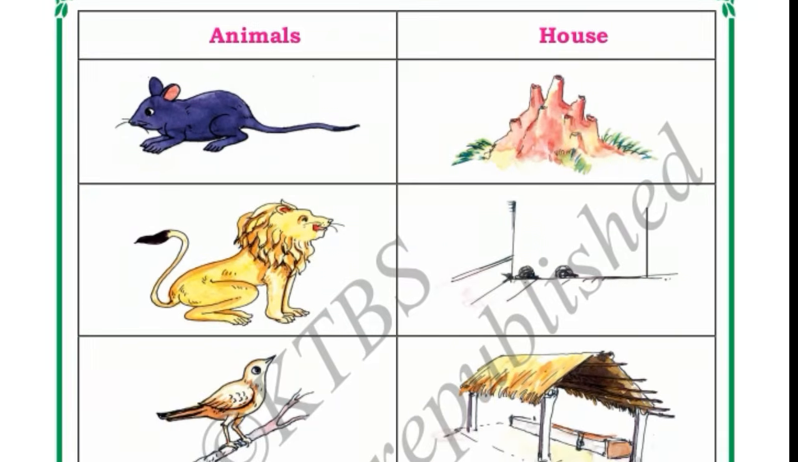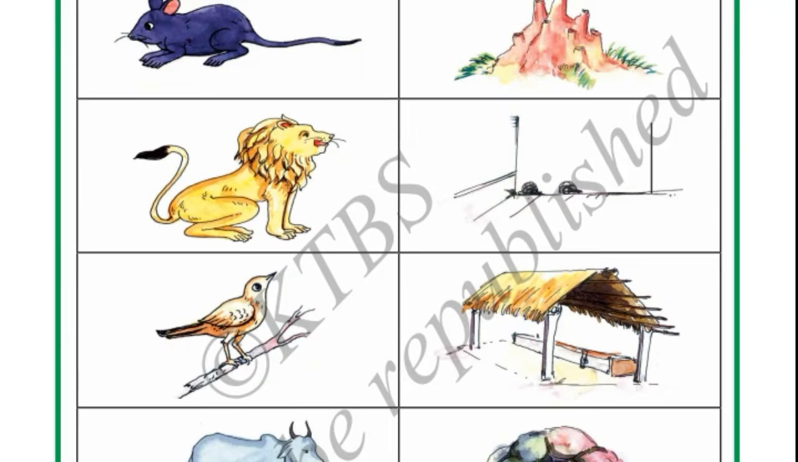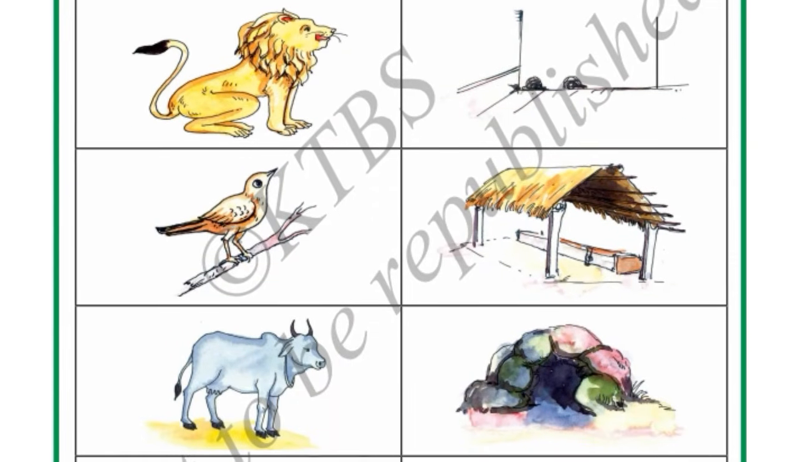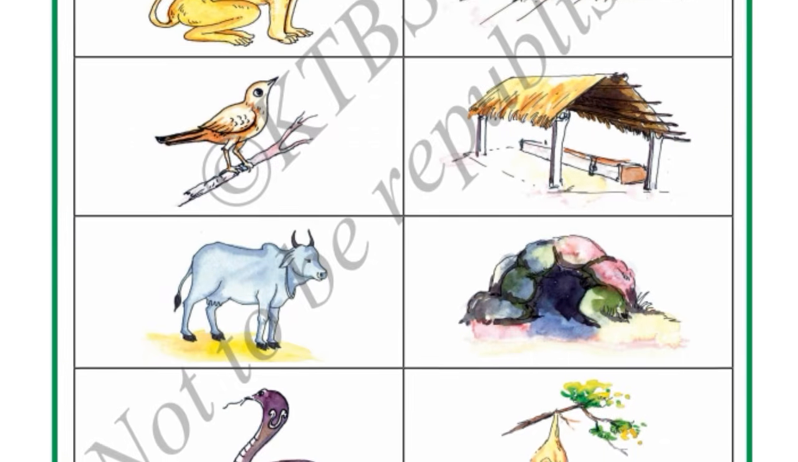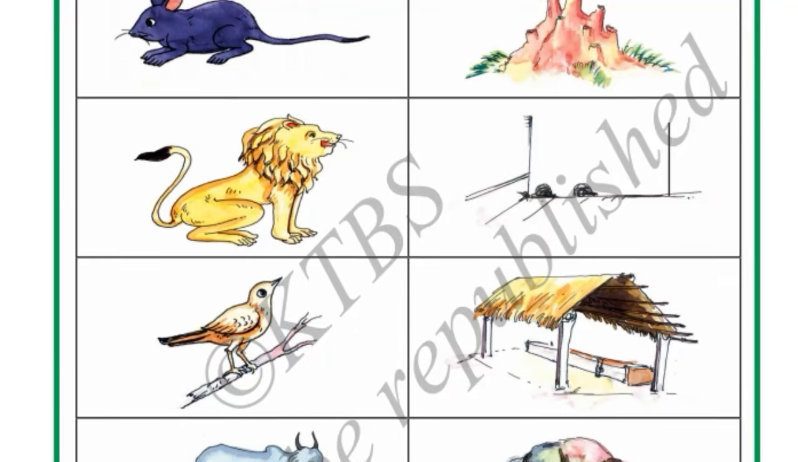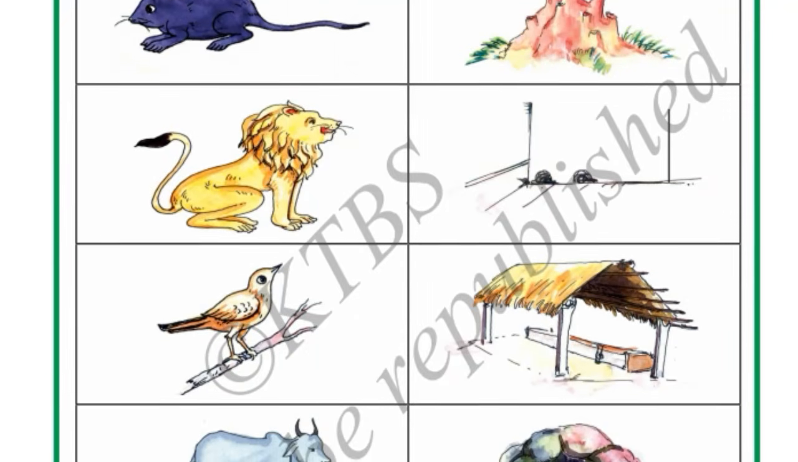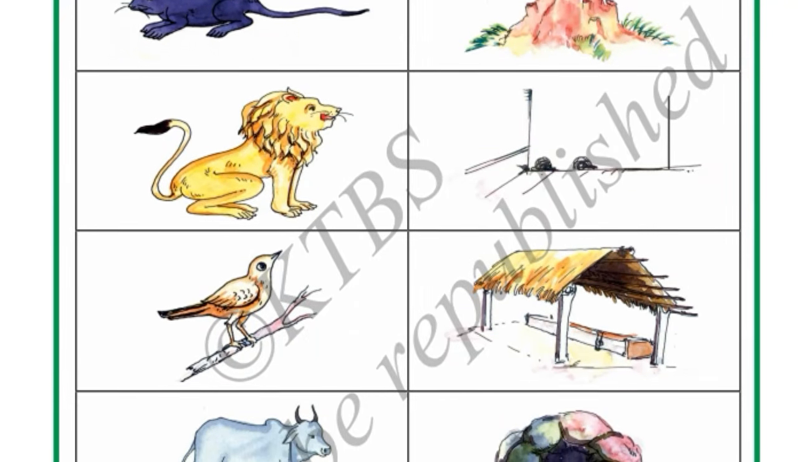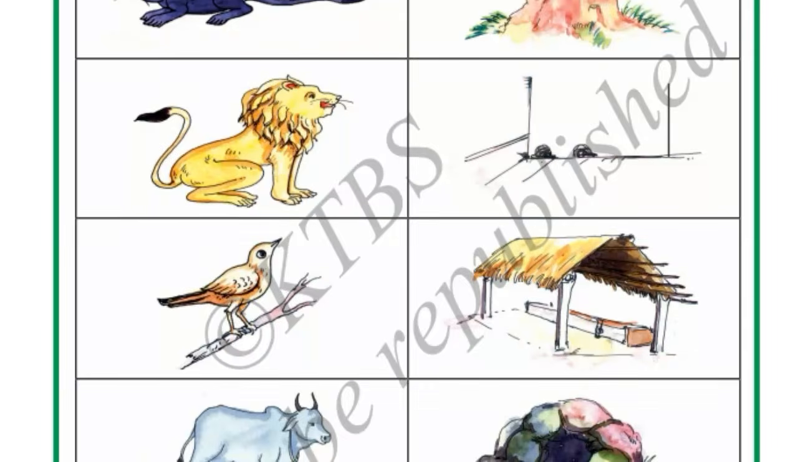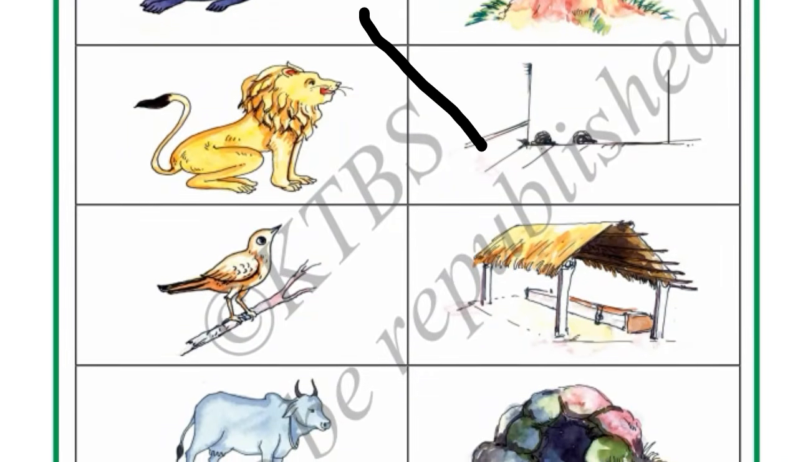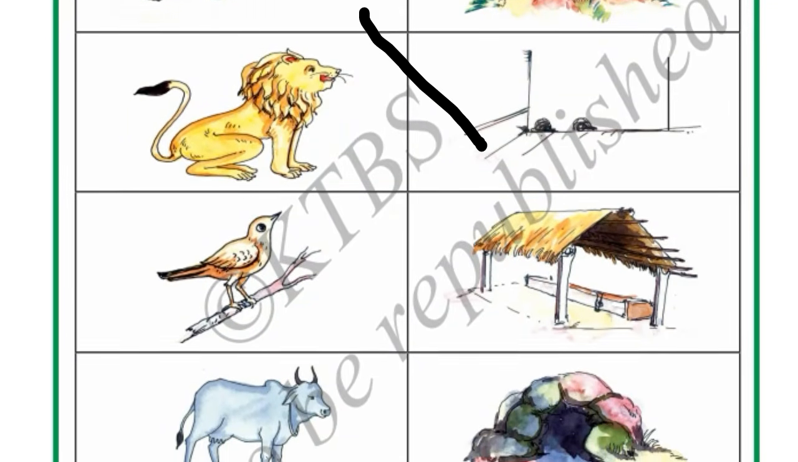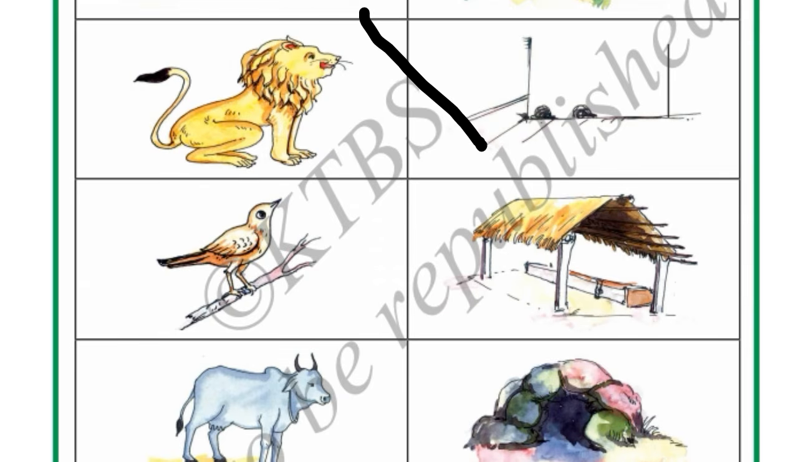Match the animals with their dwelling places by drawing lines. Dwelling places means the places where the animals live. Okay, see here, on the left animals are there, and on the right side there are houses. So we have to match the correct animal to their correct house. First, rat. Where does the rat live, children? Rat lives in a hole, so we will match this for hole.